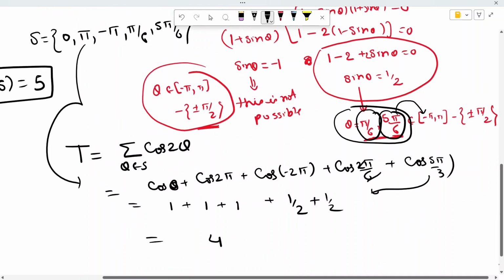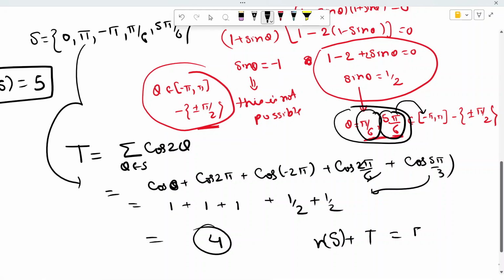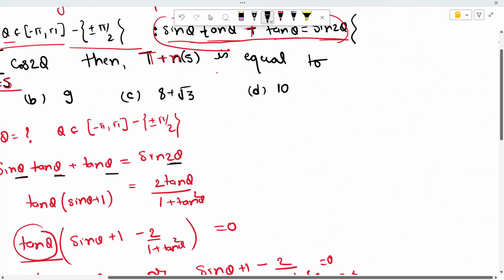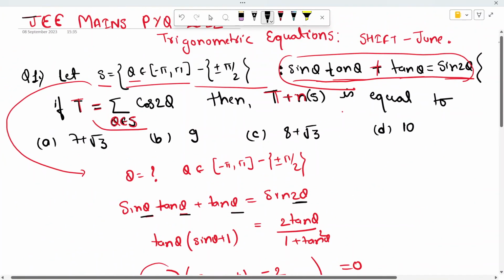So from here what we get is 4, and they are asking about n of S plus t. So n of S is 5 and t is 4, so overall it is 9. So this is our first question. Very basic question, we just have to understand the logic.